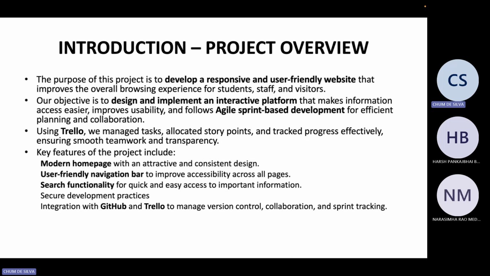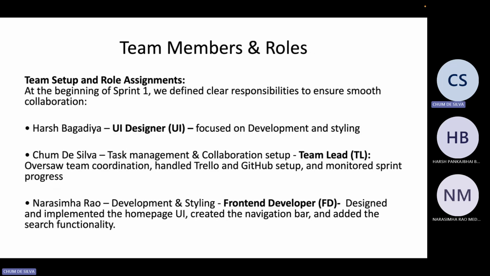One of the key tools that we used in this project was Trello. This allowed us to manage tasks, allocate story points, and overall helped us track the project effectively, which ensured a smooth teamwork process and made the process quite transparent. The key features of the project include a modern homepage, user-friendly navigation bar, search functionality, and considerations for ethics and privacy as well. Now Harsh will go over the team members and the roles.